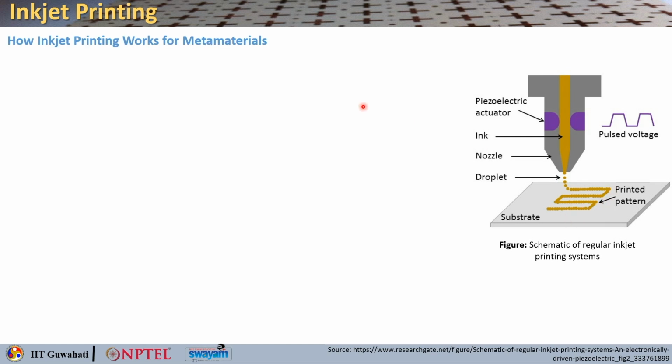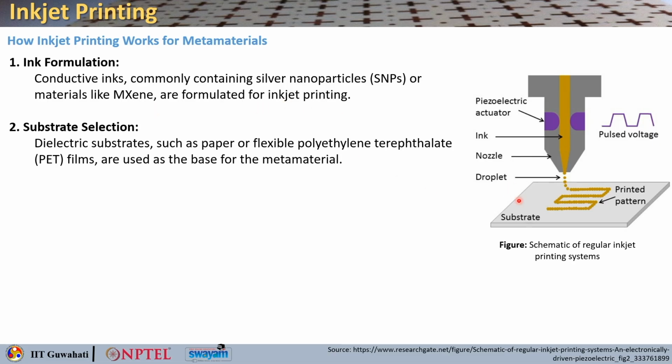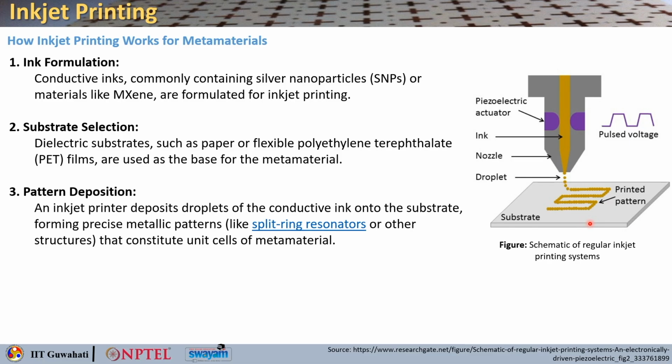Now, we will see how inkjet printing works for metamaterials. The first thing would be the ink formation. You consider conductive inks which commonly contain silver nanoparticles or materials like MXene, that are typically used for inkjet printing. And then you do the substrate selection. You go for dielectric substrates such as paper or flexible polyethylene terephthalate, or PET in short, PET films, that can be used as the base for the metamaterials.